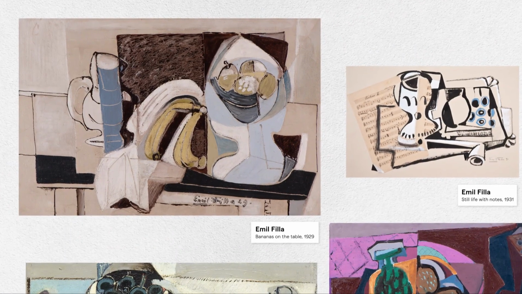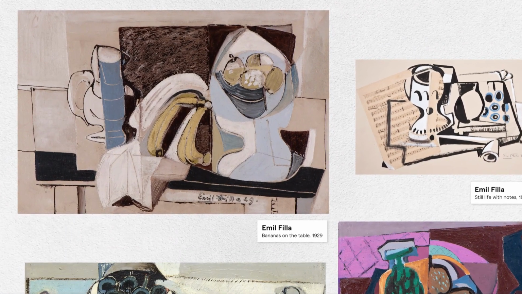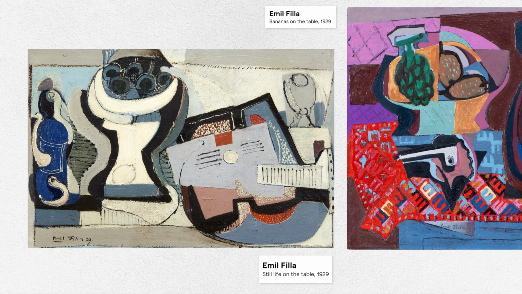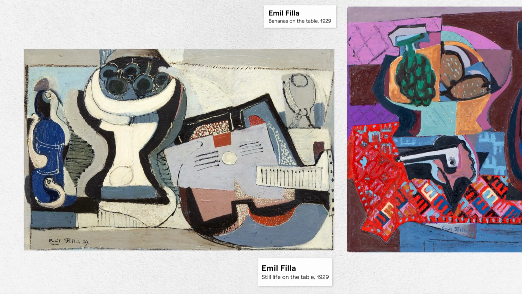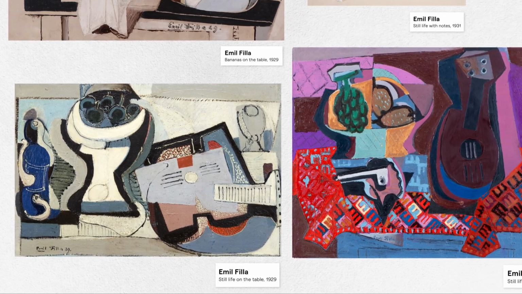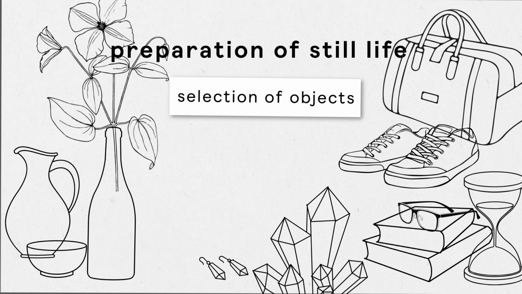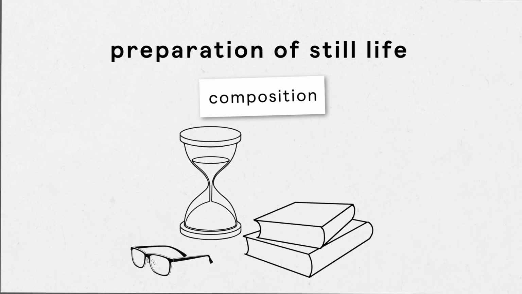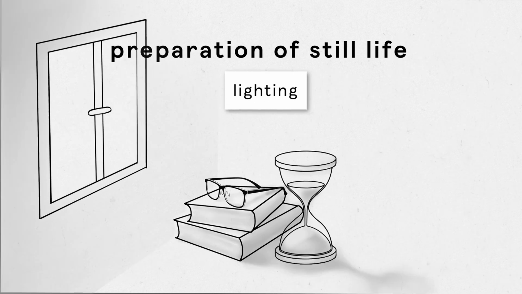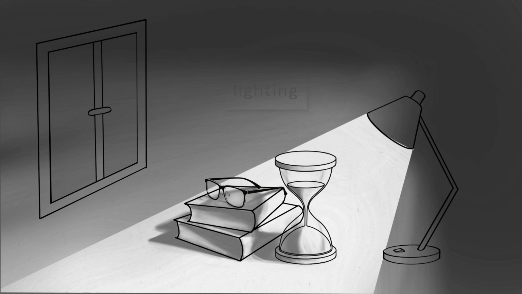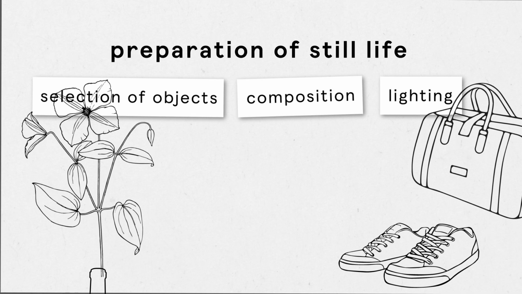In the paintings of Emil Filler, recognizing the objects can be more challenging. Still life became central to his work, where he explored objects through Cubist principles. But before artists begin their work, they all face the same questions. What to include in the still life? Why? How to group it? How to light it? Or they might choose a still life that already exists. This is called a found still life.